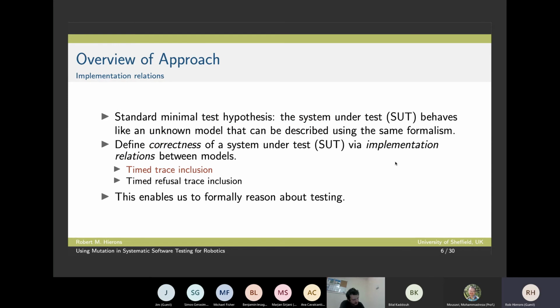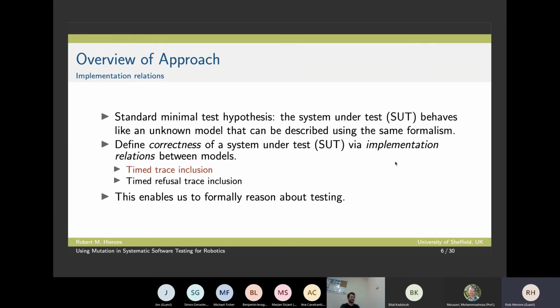If we then want to reason about testing and formalize, we'll make the standard minimal test hypothesis, which is that the system under test behaves like an unknown model that can be described using the same formalism. In formal testing, this is a standard assumption. Having made that assumption, we don't know how the system behaves, but we know the class of behaviors it can have.